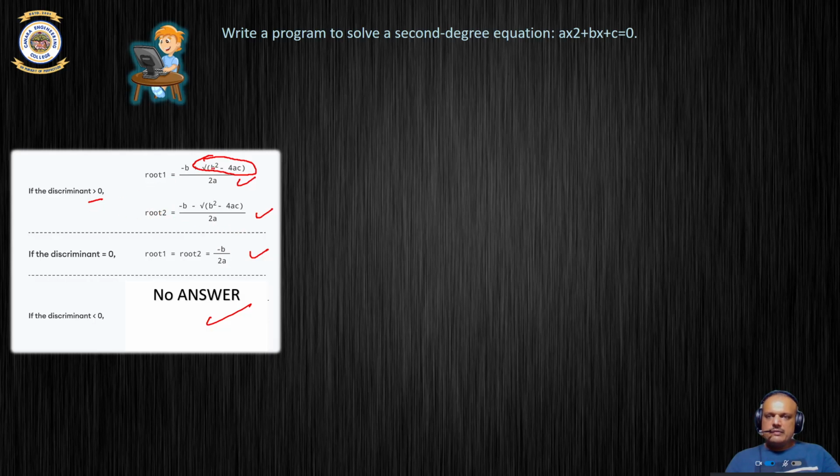Okay, so if the discriminant is greater than 0 or positive, then you have two roots given by these equations. If the discriminant is 0, you have one root, or two roots of equal values, given by this equation. And if the discriminant is negative or less than 0, then I say that there is no answer.